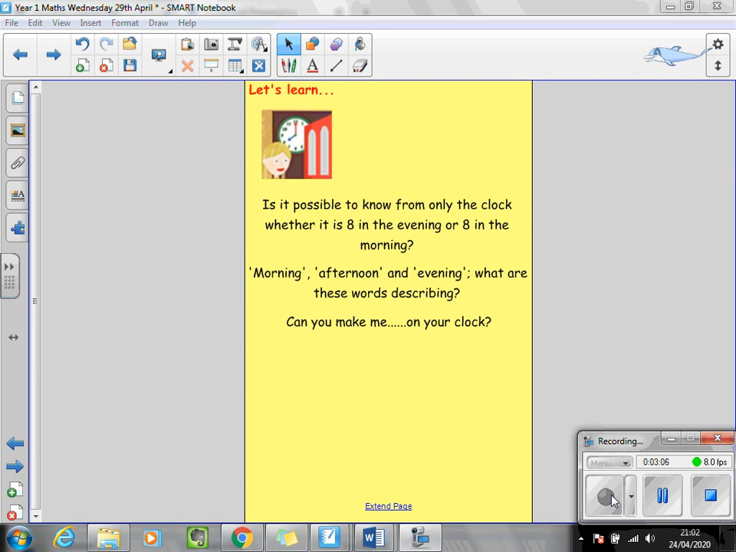We use the words morning, afternoon and evening to help us describe what time of day it is. Maybe you can talk to your adult about what kind of things you do in the morning. What do you do in the afternoon, and what do you do in the evenings on different days of the week?